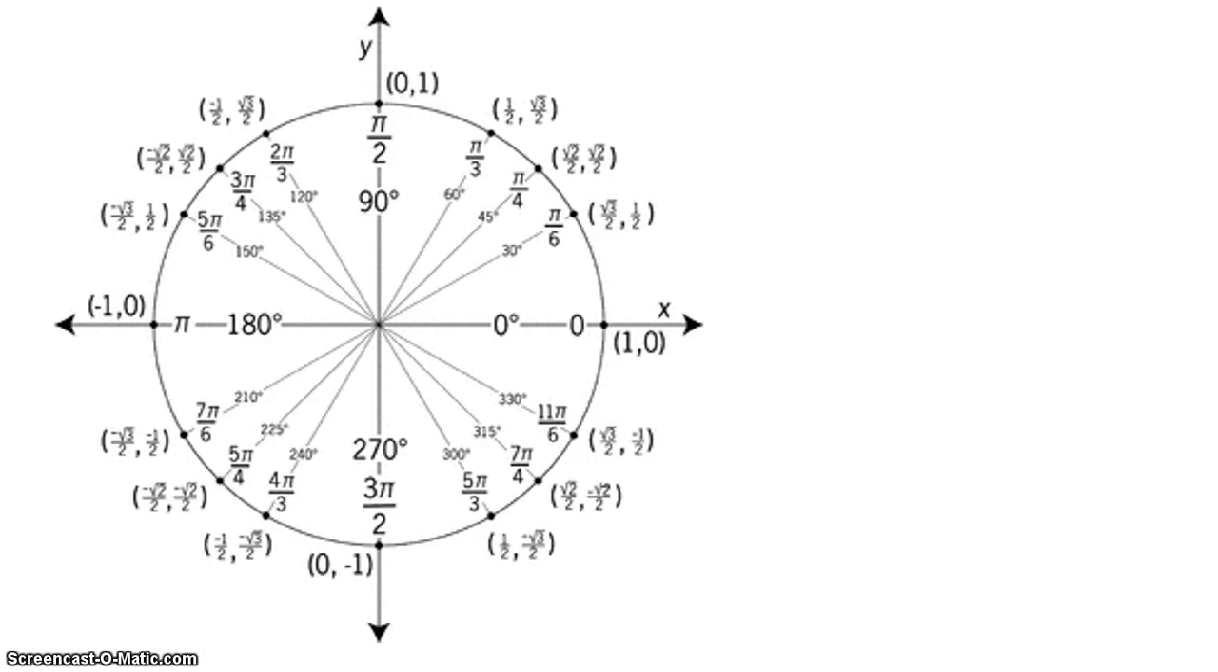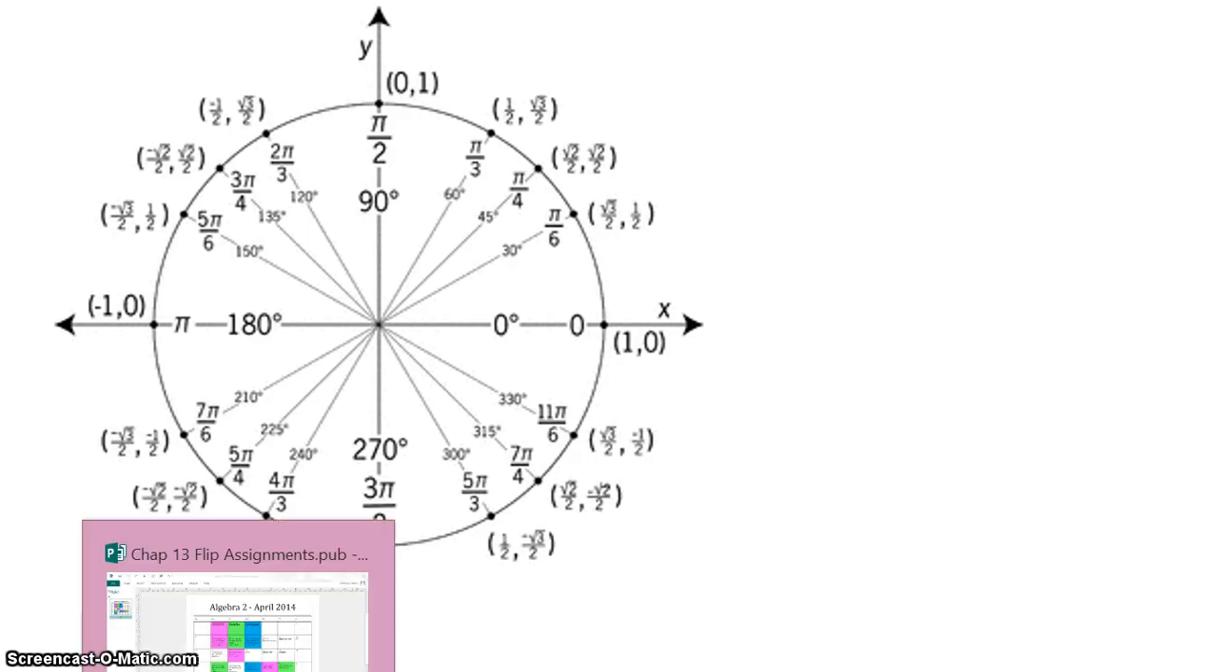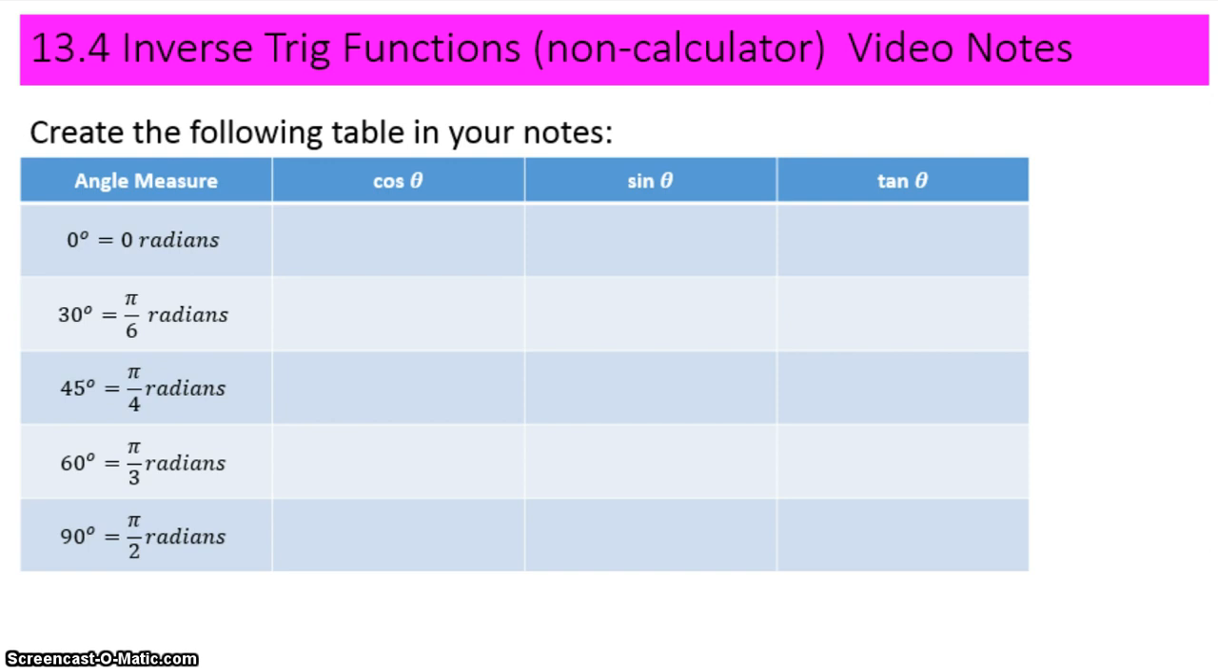So you want to make sure that you have your unit circle out and ready to go. And you want to make sure that you copy down this table so that you can fill that in. Okay, so what we're going to do here is fill out this table. And if you remember in your unit circle, cosine is x, sine is your y value, and tangent is the y over x, or sine over cosine.